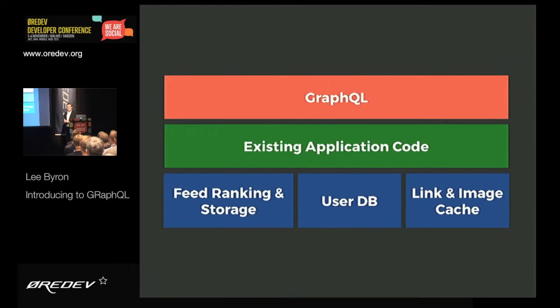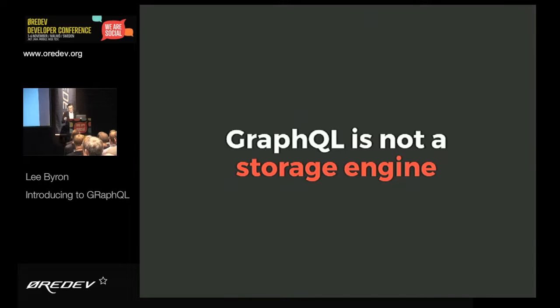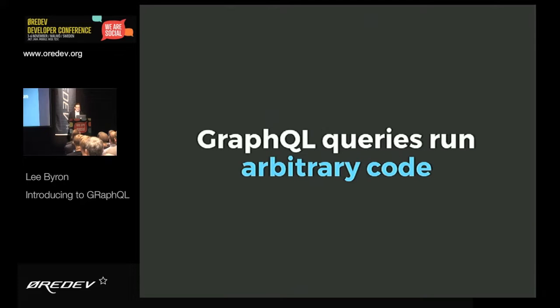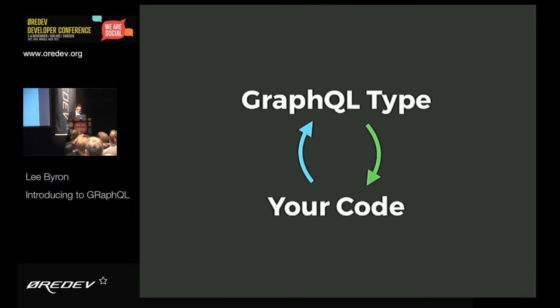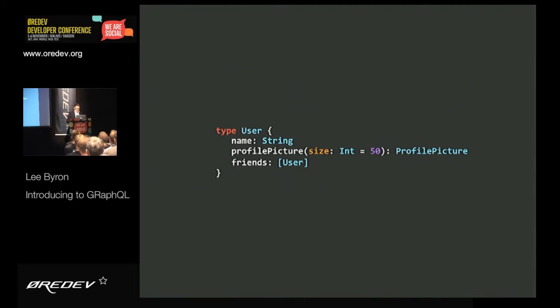So GraphQL is designed to leverage all of the stuff that you've already built, because it is not a storage engine but instead leverages arbitrary code, which means it can run your existing code, which means it's really easy to get started with GraphQL. And here's how that works. For every GraphQL type that we were talking about, it links to your code via functions, just functions.